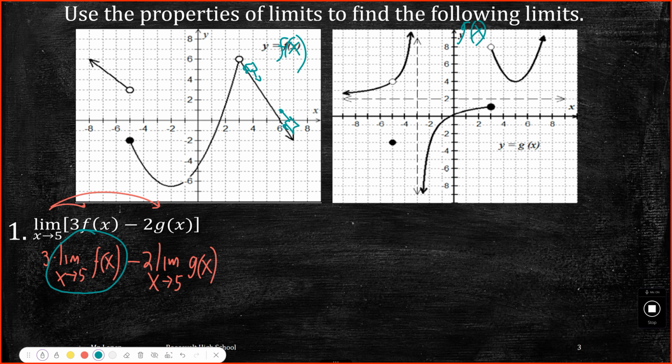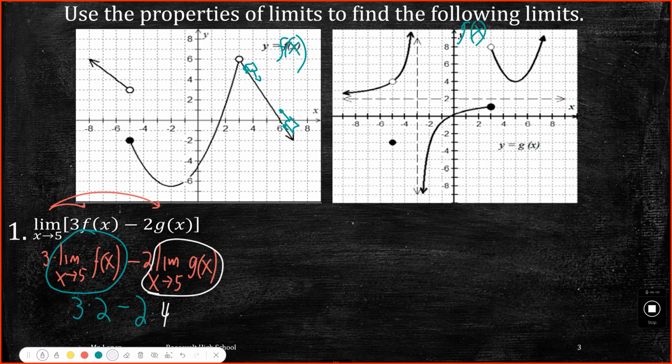I was looking at negative 5. What is it, everybody? It's 2. So 2 times 3 minus 2 times the limit as x approaches 5 of g of x. Hold on. Limit as x approaches 5 of g of x. It's 4. Everybody, we got this 4?